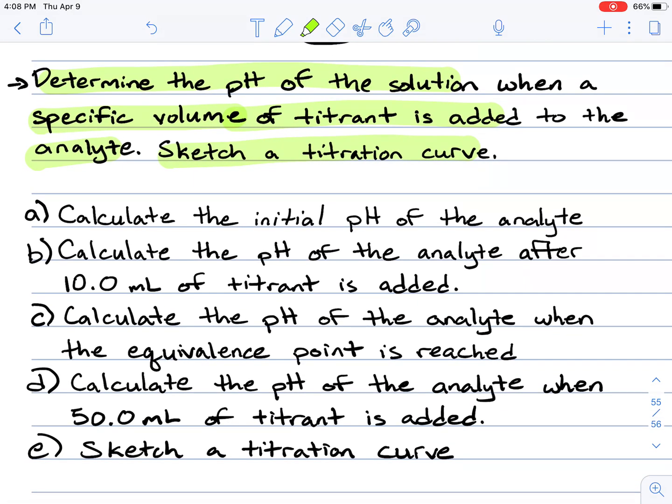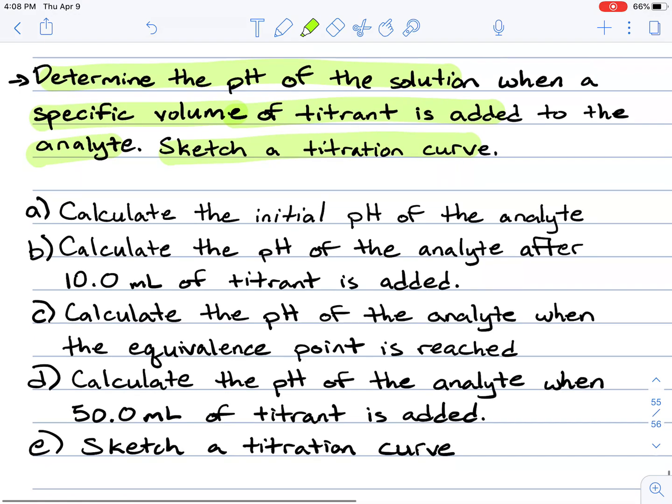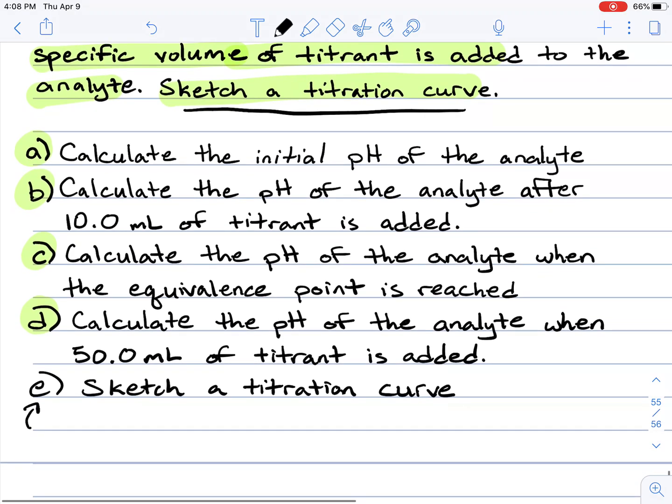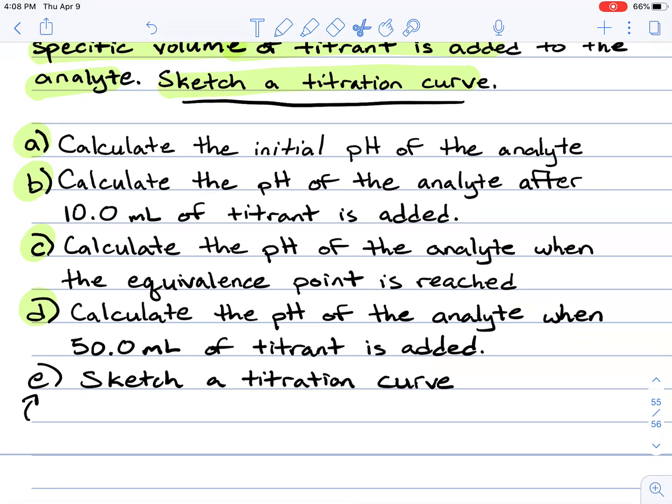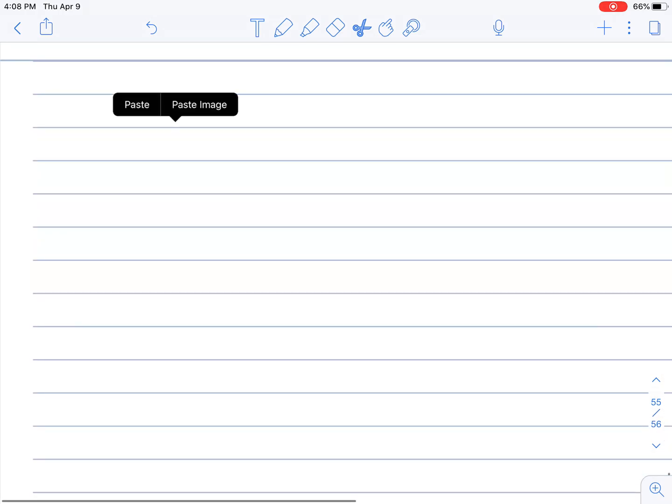In this video, we are going to go through the calculations on how to determine the pH of the solution, and we're going to use the results of A, B, C, and D to finally sketch the titration curve for a strong base to strong acid. All right, so let's go ahead and get started. I'm going to highlight this portion of the question, copy it, and place it here.